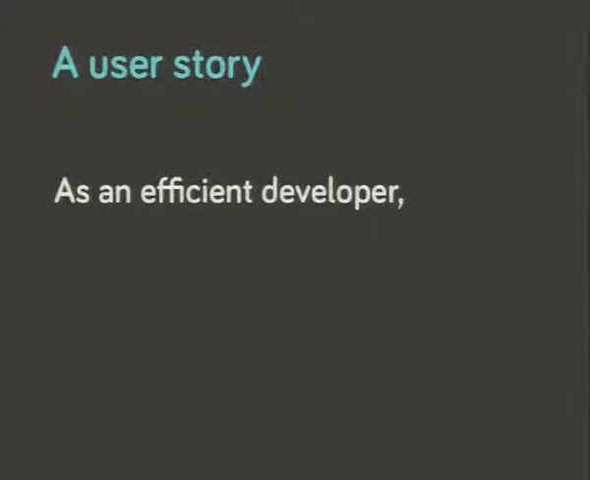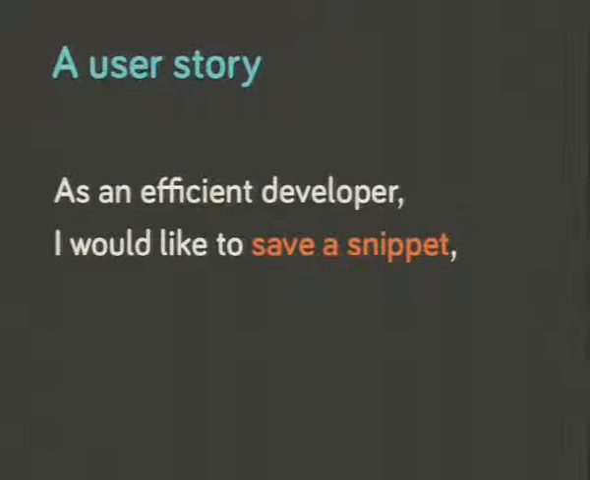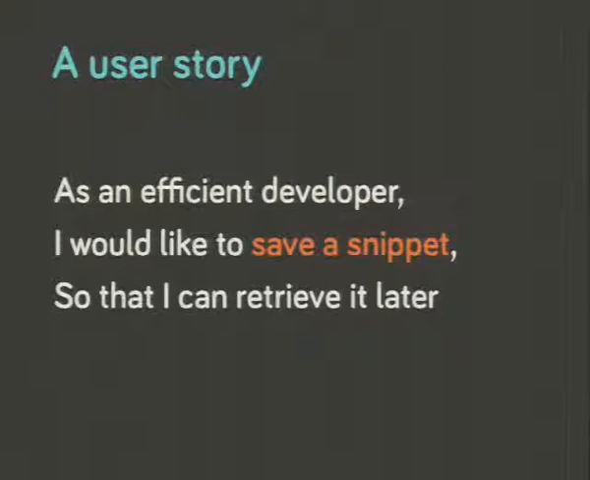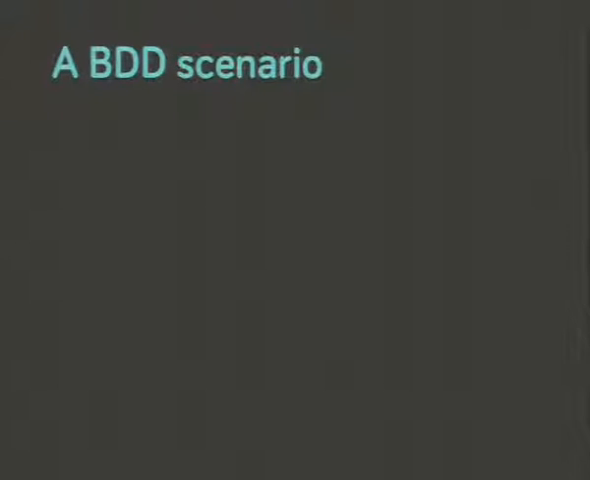So we're going to start in BDD tradition. We start with a user story. Again, I think Leo showed a user story before. If you come from an agile development background, this will be totally familiar. So: as an efficient developer, I would like to save a snippet, so that I can retrieve it later. This defines our overall user goal and also the behavior that they want to interact with the system. Now, we can describe one or more scenarios that will satisfy this user story.